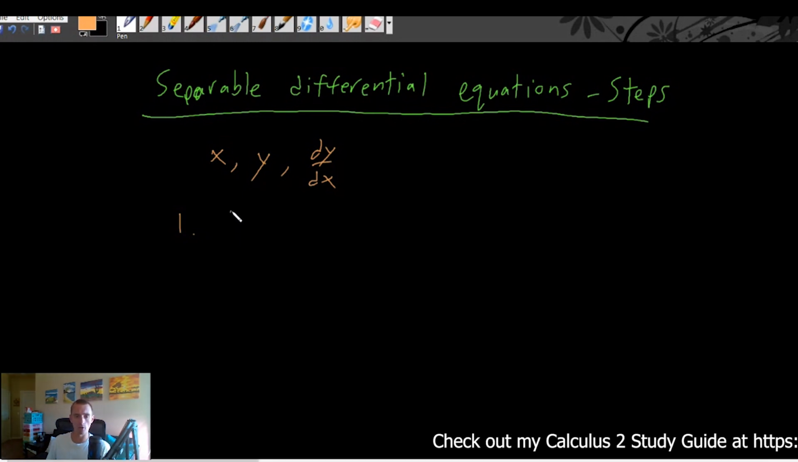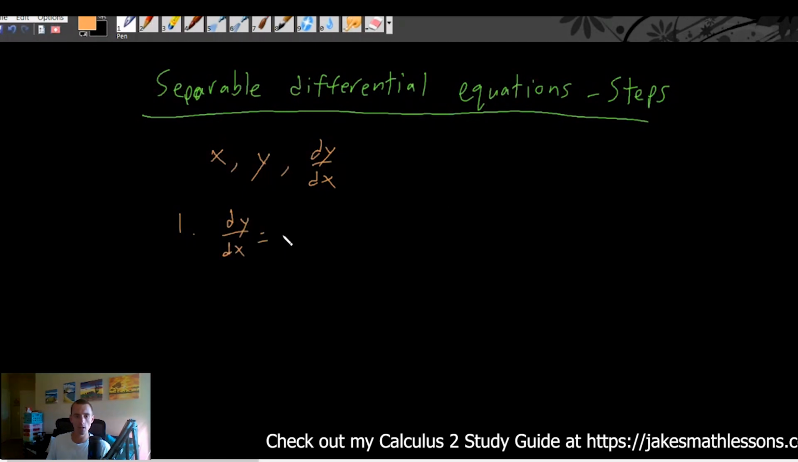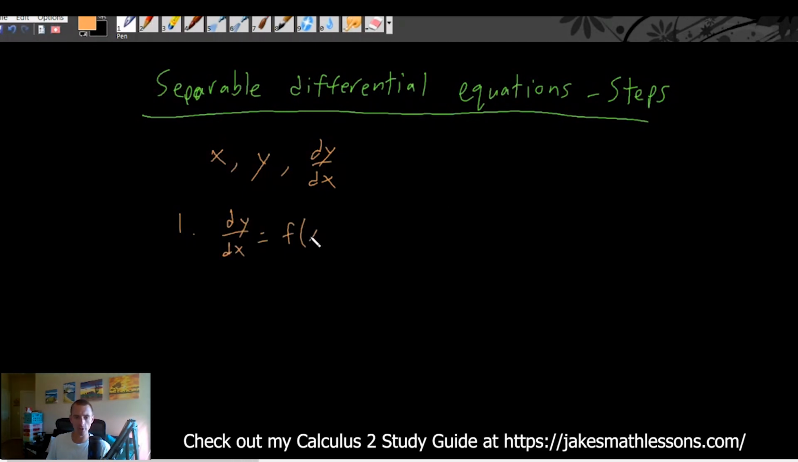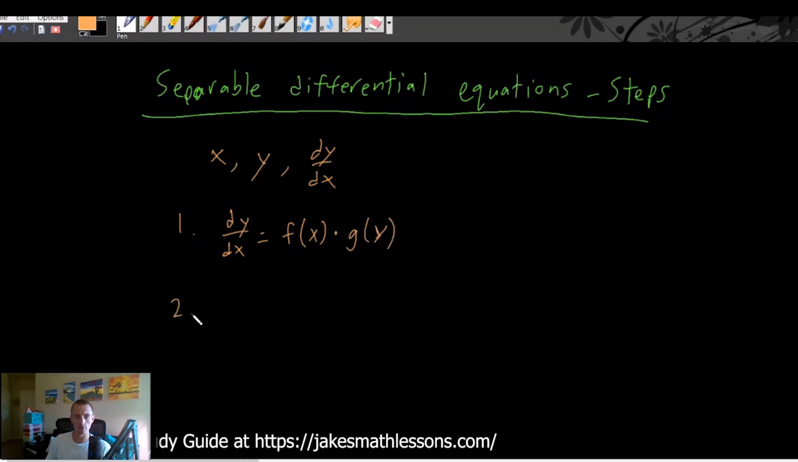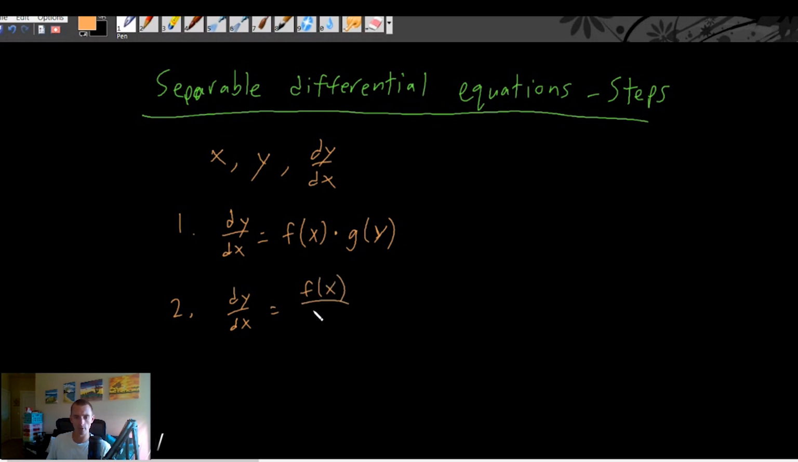And the forms are, you would either have dy/dx equals some function of x times some function of y, or the other form that it could be in is dy/dx equals some function of x over some function of y. So like I said, it may not be given in this form.